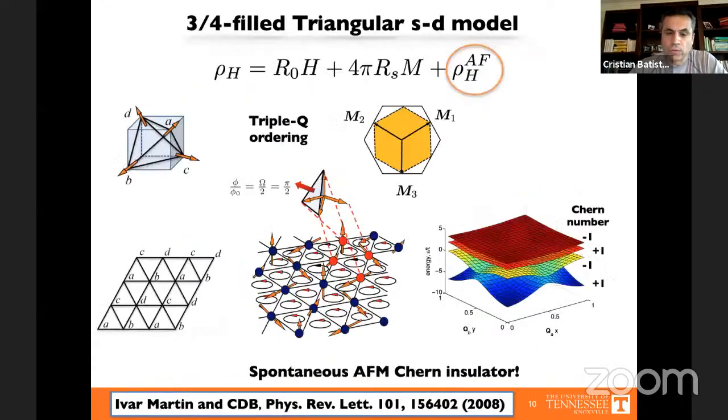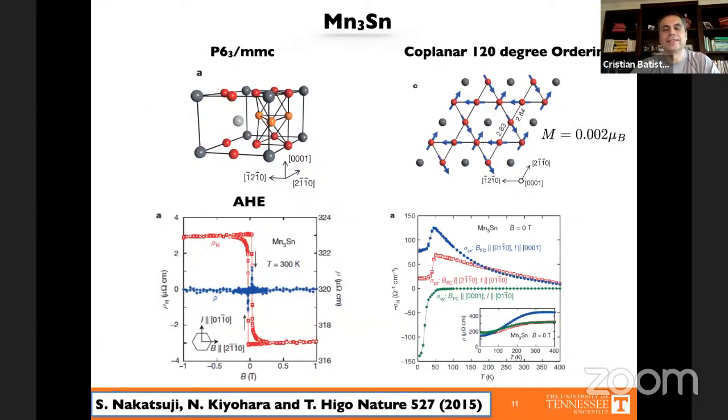Now, of course, shortly after this work, we had more than one discussion with Satoru Nakatsuji, and he said that he would look for these non-coplanar orderings in real materials. But 7 years later, he came back with this material, manganese 3 tin, where, surprisingly, there is indeed a very large anomalous Hall effect. It's not quantum Hall effect, it's just anomalous Hall effect. But the magnetic ordering is coplanar.